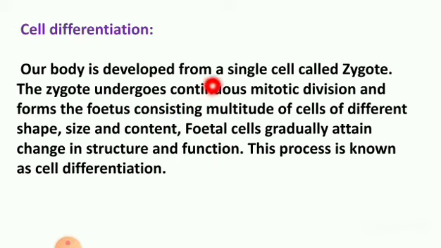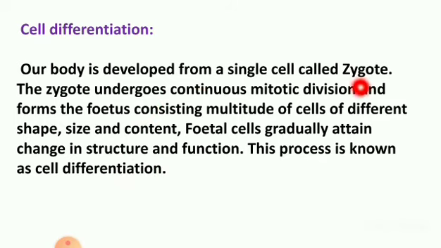Our body is developed from a single cell called the zygote. The zygote undergoes continuous mitotic division and forms the fetus, consisting of a multitude of cells of different shape, size and content. Fertile cells gradually attain change in structure and function. Which cell? Fertile cell. This type of cell changes the structure and function. This process is known as cell differentiation.